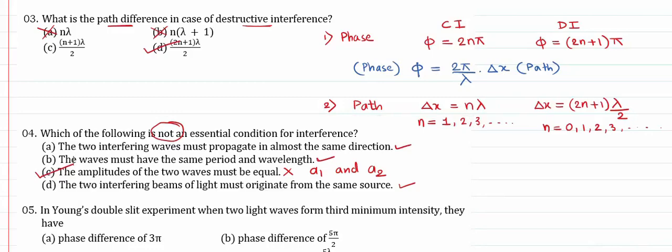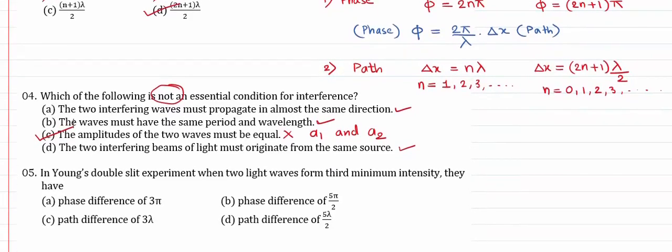Clear? Next. In Young's double slit experiment, when two light waves form the third minimum intensity, the two light waves have what path difference and phase?